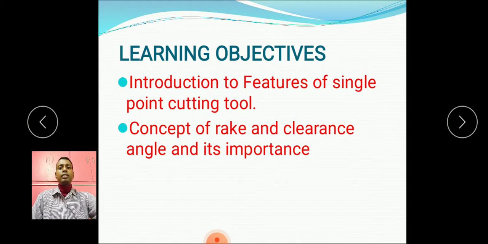This is the learning objective within this video lecture. I cover an introduction to the features of a single point cutting tool and the concept of rake and clearance angle and its importance.